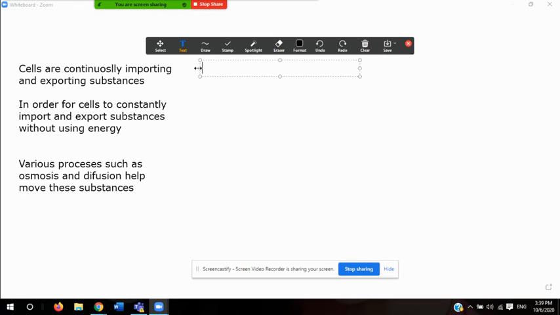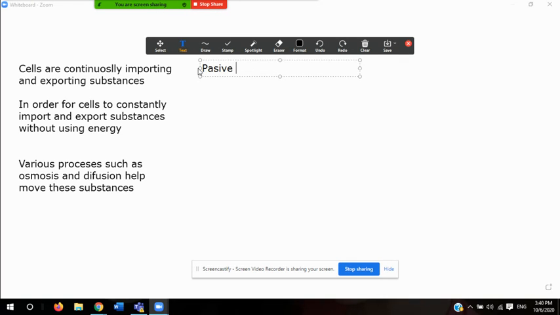So again, the cells are constantly importing and exporting substances. And in order for cells to constantly import substances without using energy, various processes such as osmosis and diffusion help move these substances. But what is osmosis and diffusion? Although we are going to talk about those in a couple more minutes, let's talk about passive transport, because osmosis and diffusion are in reality types of passive transport.